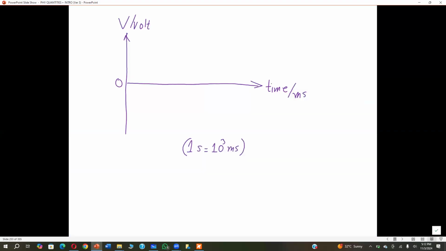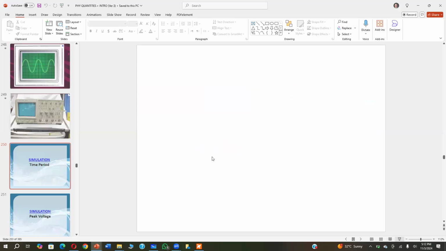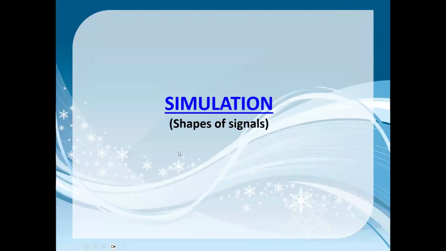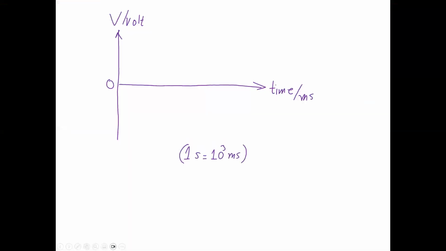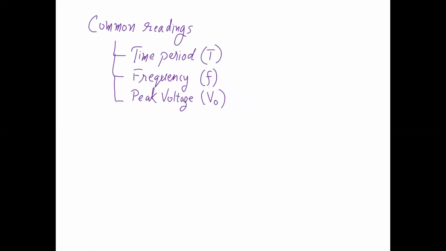Now, this is how a CRO works. A CRO is a display device. It is like a digital graph paper. Its y-axis is voltage and x-axis is time. So after giving the heading CRO, you have to mention that CRO common readings are time period, frequency, and peak voltage.